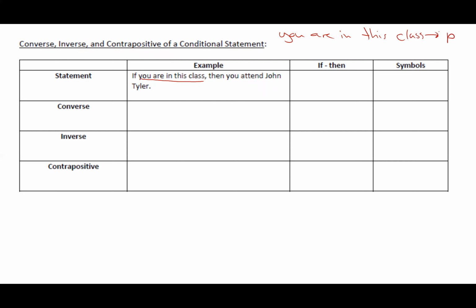We'll call that P. Then you attend John Tyler. We'll call that Q. So this is the original statement. What we've said here is if P, then Q. Symbolic logic, we'd say P right arrow Q.